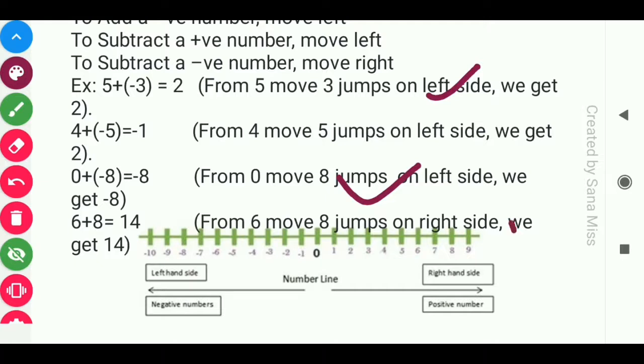And here, in this example, I want to add 6 with 8. Both are the positive integers here. So as they are both the positive integers, from 6 directly I'll go to the right hand side. For addition, you have to move to the right hand side. From the 6, you will go 8 jumps. You will reach to the 14. So here, we'll come to know how to do the additions.